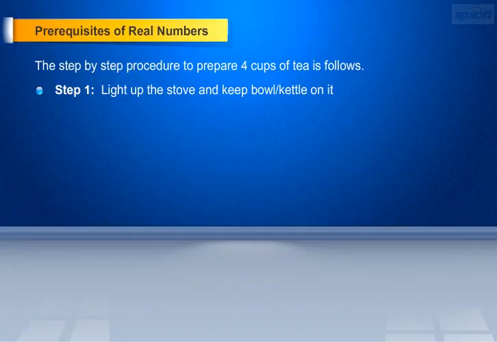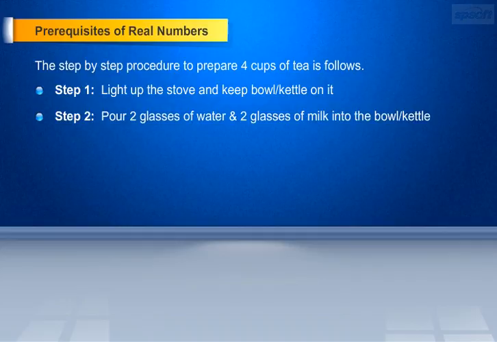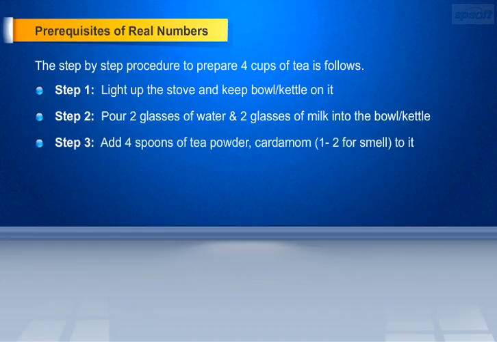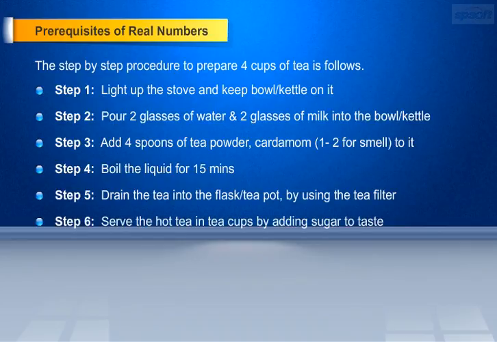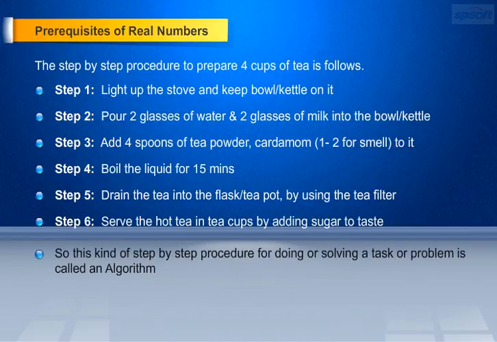Step 1. Light up the stove and keep a bowl or kettle on it. Step 2. Pour 2 glasses of water and 2 glasses of milk into the bowl or kettle. Step 3. Add 4 spoons of tea powder, and 1 or 2 cardamoms for smell, to it. Step 4. Boil the liquid for 15 minutes. Step 5. Drain the tea into the flask or teapot by using the tea filter. Step 6. Serve the hot tea in teacups by adding sugar to taste. So this kind of step-by-step procedure for doing or solving a task or problem is called an algorithm.